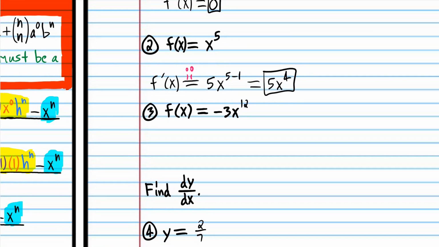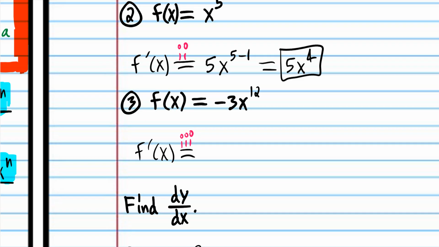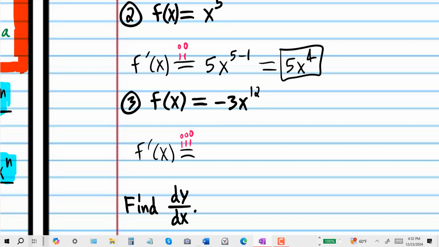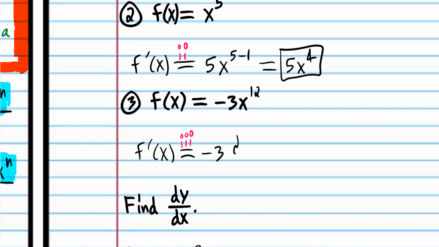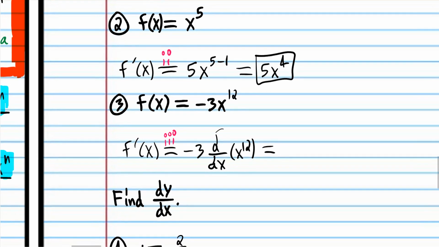Okay, so let's find the derivative of this expression. We're going to have to use the constant multiple rule, which is differentiation formula number 3. And that tells us that if a function is equal to a constant times some other function, then the derivative is the constant times the derivative of the other function. Now notice we're using Leibniz notation, that means we're finding the derivative of x to the 12th power.